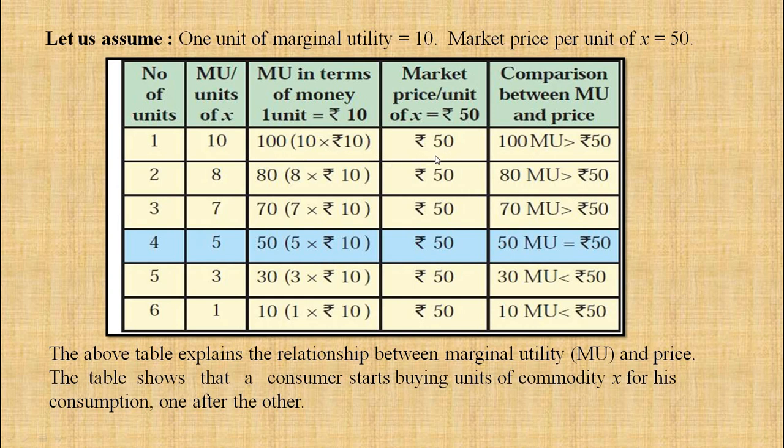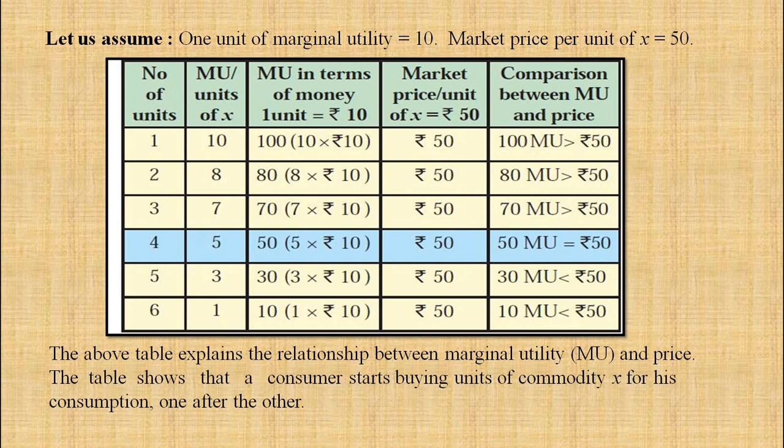That means the person is paying 50, but the marginal utility the person is getting is more. So marginal utility is more than the price, right? From the second unit also marginal utility is more than the price. From the third unit also marginal utility is more than the price. From the fourth unit, marginal utility and price become equal, and from the fifth and sixth units marginal utility is less than the price. So this table explains the relationship between marginal utility and price.